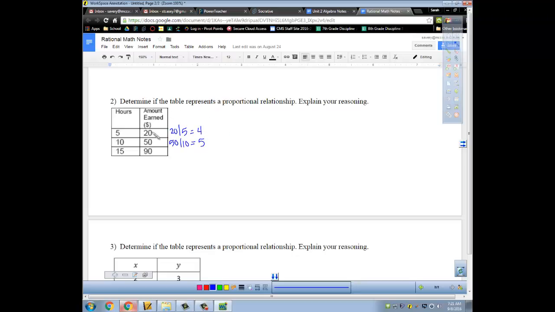The reason why this happened is because it went from 20 to 50, so that was plus 30. Then 50 to 90, that was plus 40. So it did not go up the same amount every time. So we could say no, because there is not a constant ratio between, and then I'm going to say just the two things we're comparing, between hours and amount earned.